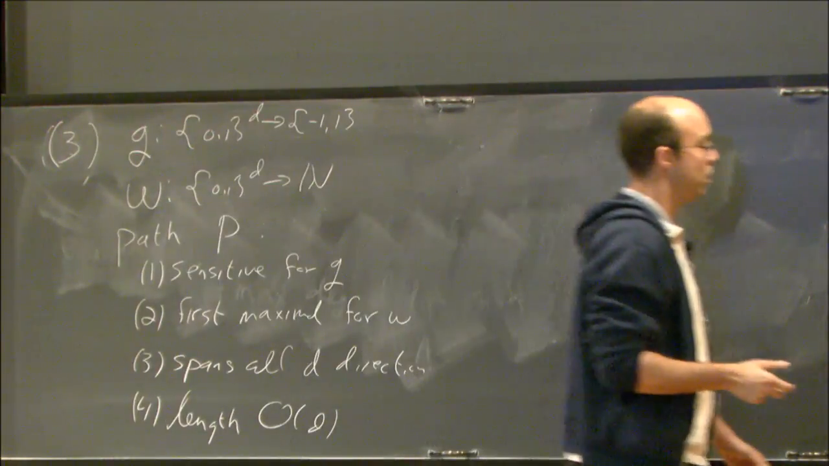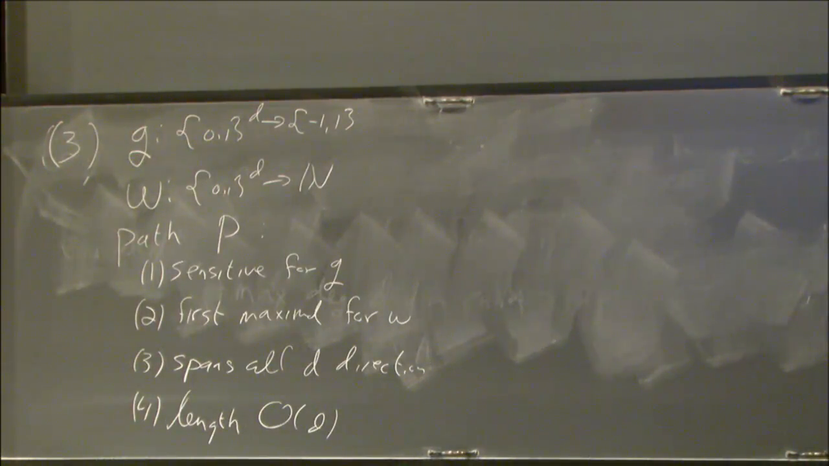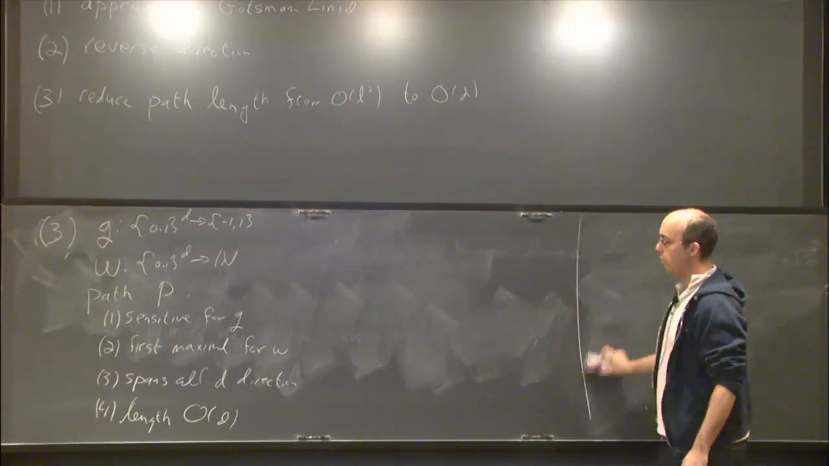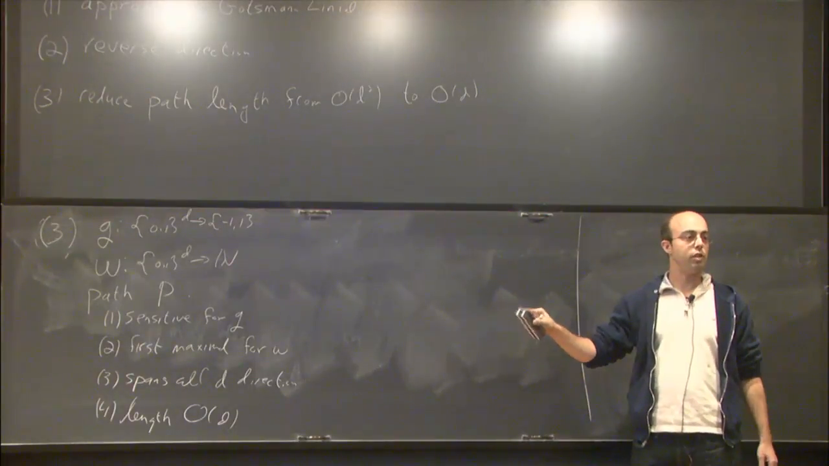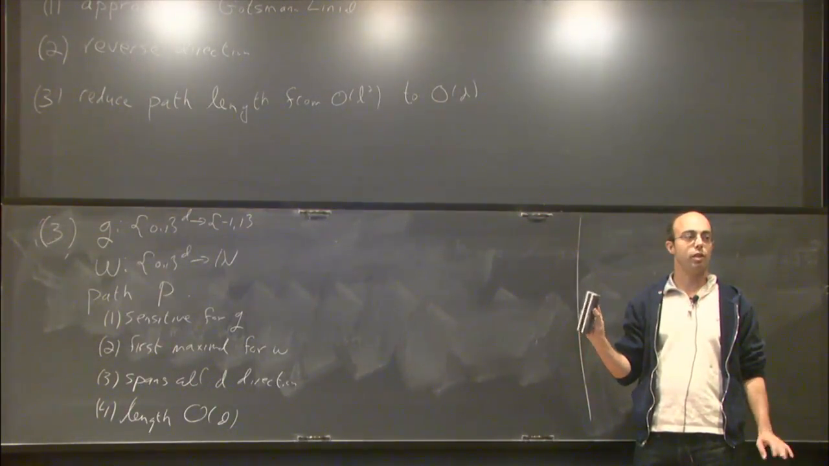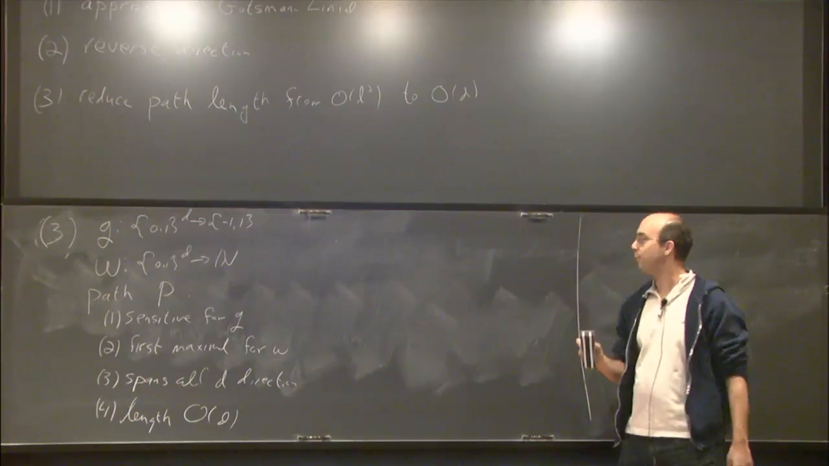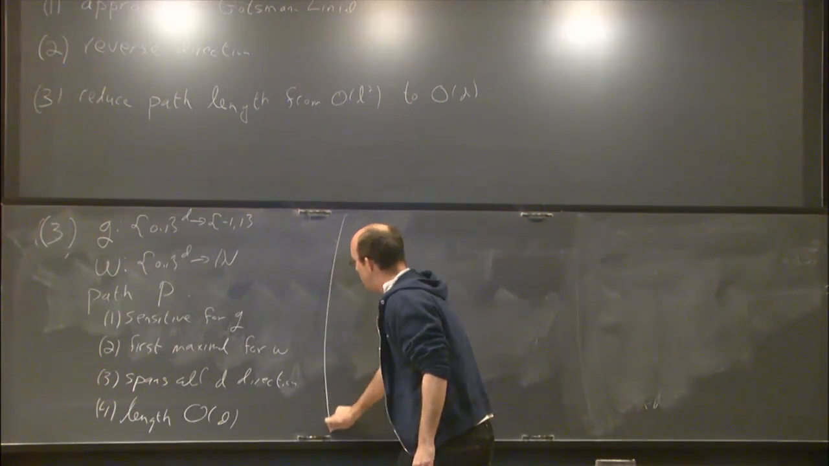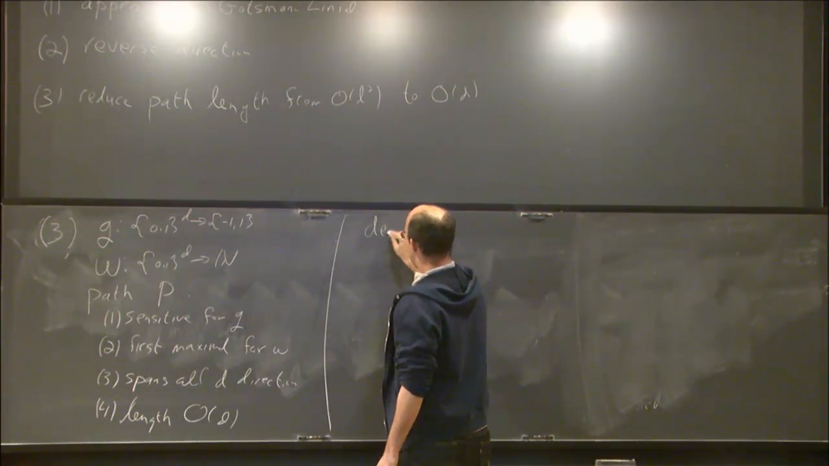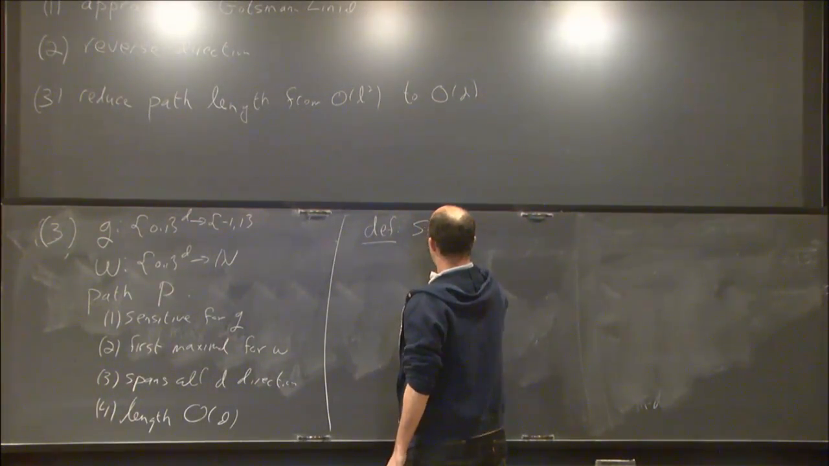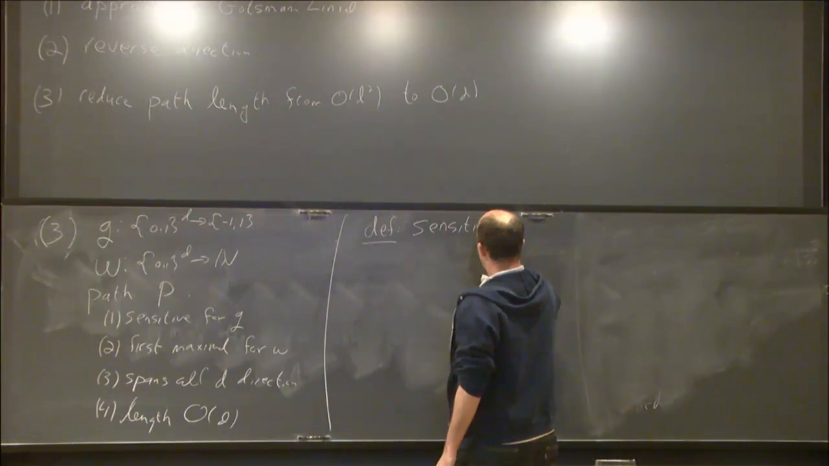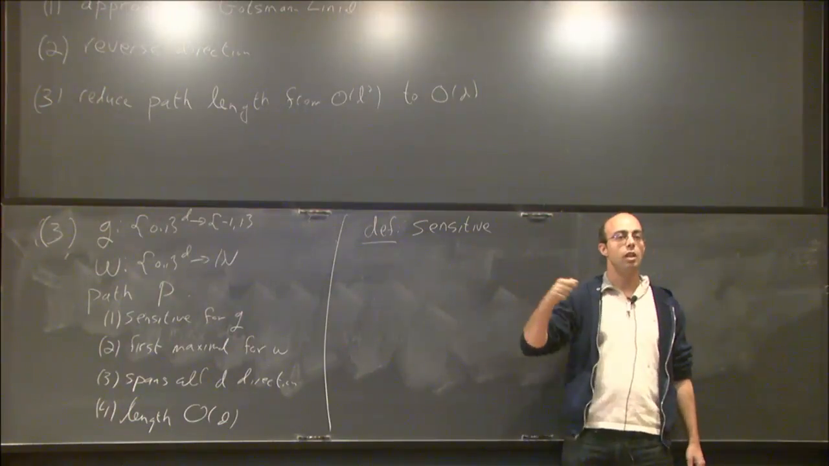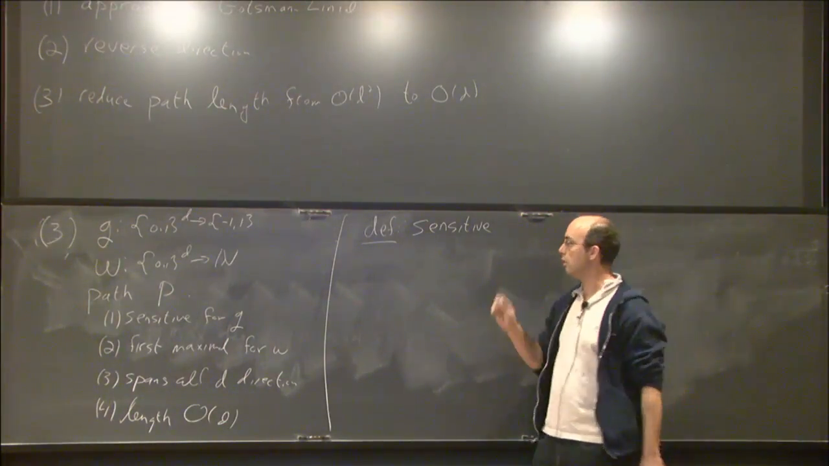Everybody remembers the definition for these things, or should I remind you of some definitions? If you don't ask, I don't know. Okay. So a few definitions. The first definition that we've already seen is this notion of a sensitive tree. I'm fixing this function g from now on, so I won't be saying sensitive with respect to g. Everything will be with respect to g.